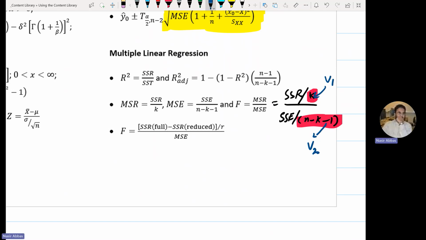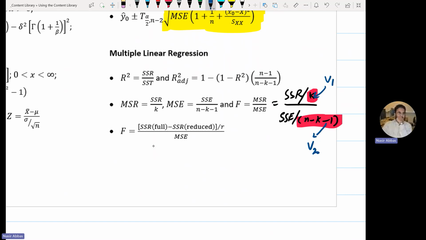For the full F test, it will be K and n minus K minus 1. But for the partial F test, it will be R and n minus K minus 1. What is R? R is the number of features that you are testing, the newly added features. In the full model, there are 5, but how many of those 5 are you testing? In the slide, you were testing 2. So in your example, R was 2.